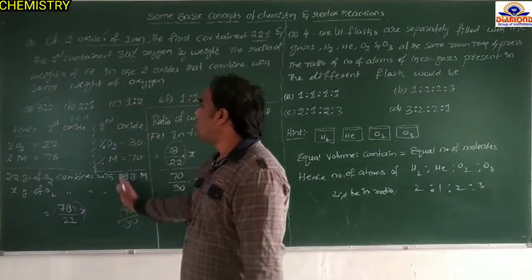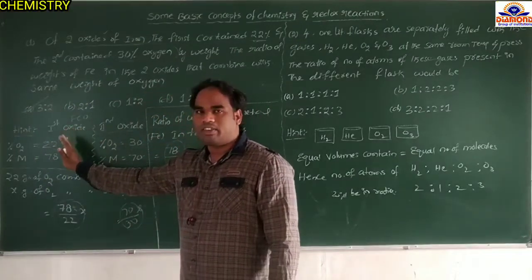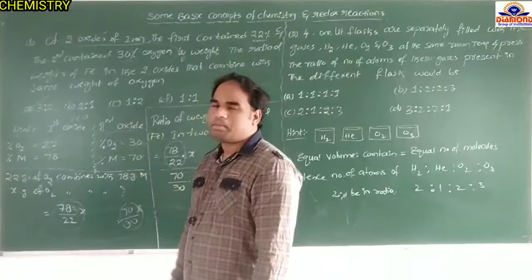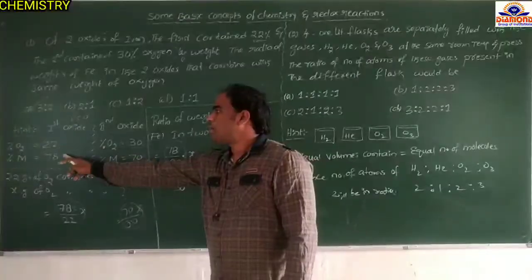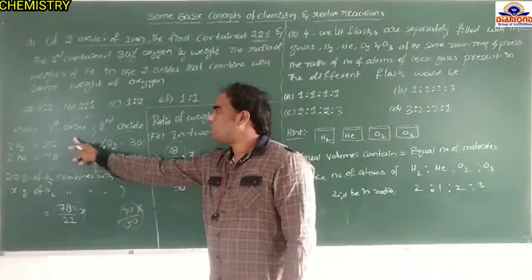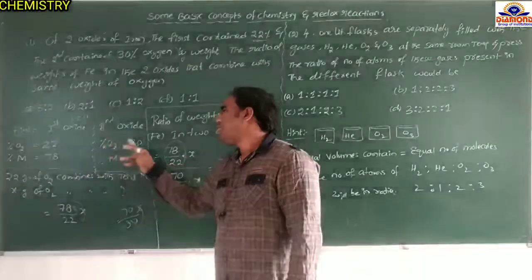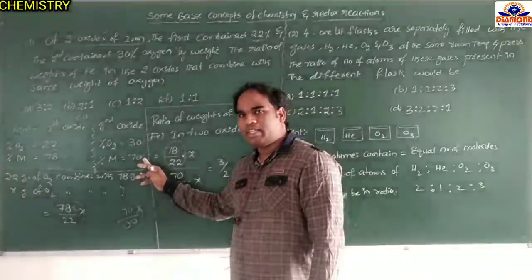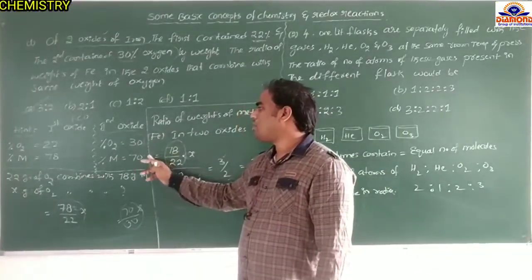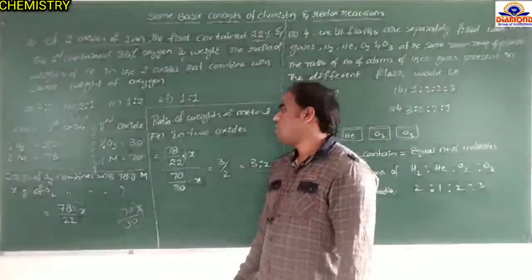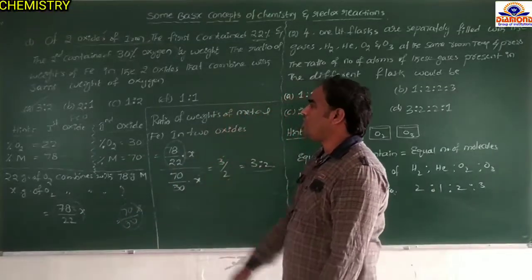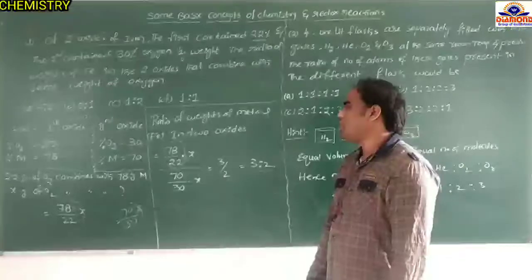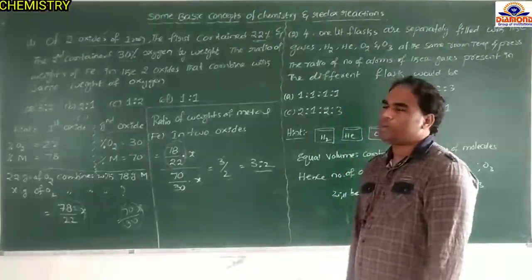So in the first oxide we have the percentage of oxygen and the percentage of metal, and likewise in the second. 22 grams of oxygen combined with 78 grams of metal, so x grams combined with how many grams of metal? 30 grams of oxygen combined with 70 grams of metal, so x grams combined with how many grams? Finally, using these two we find the ratio of iron in the two oxides as 3 is to 2.